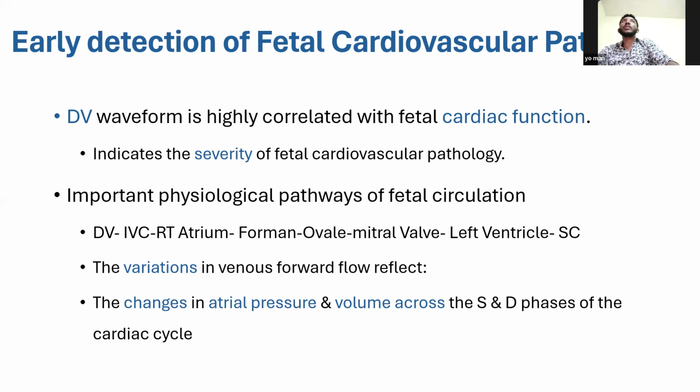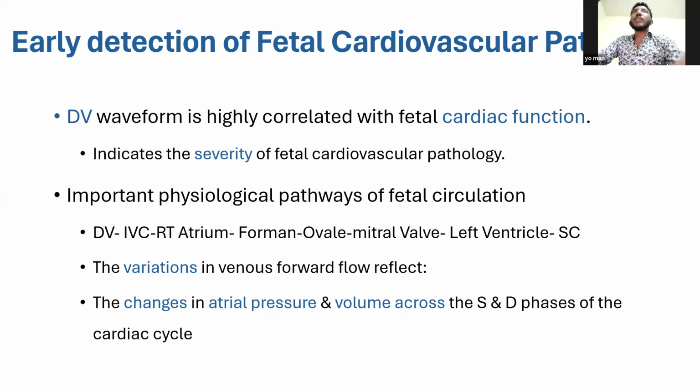Ductus venosus waveform is highly correlated with fetal cardiac function. It indicates the severity of fetal cardiovascular pathology. The important physiological pathway for the ductus venosus, as I told you before, is from ductus venosus to IVC to right atrium to foramen ovale to mitral valve. If there is any problem on those paths, you will see a change in the ductus venosus waveform. The A wave may be absent or reversed in severe cases.